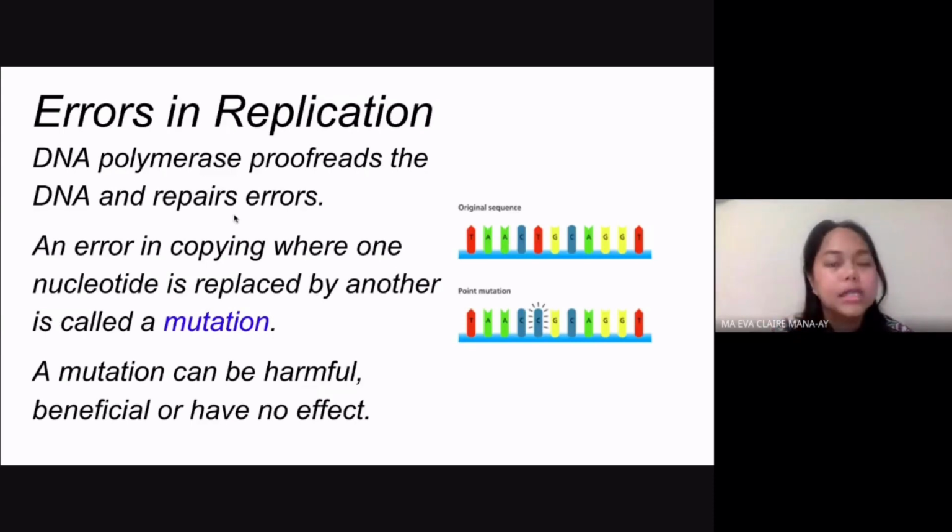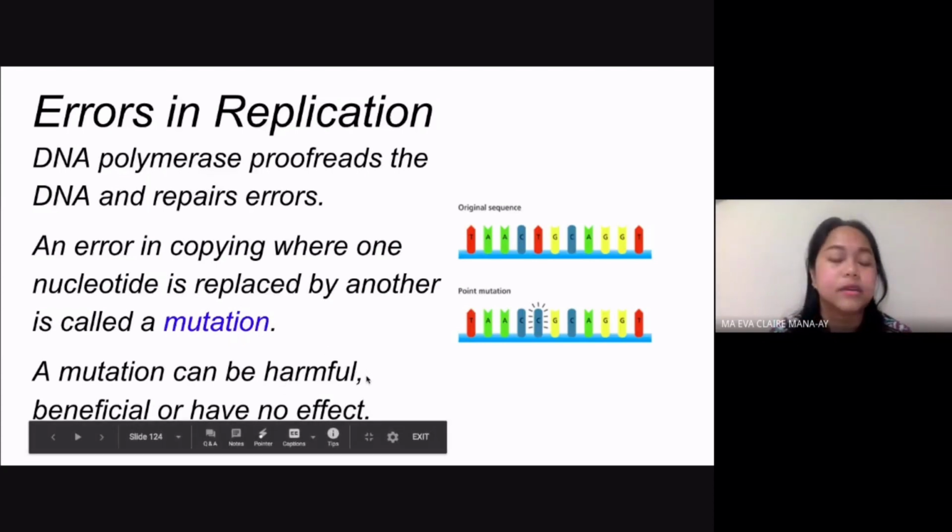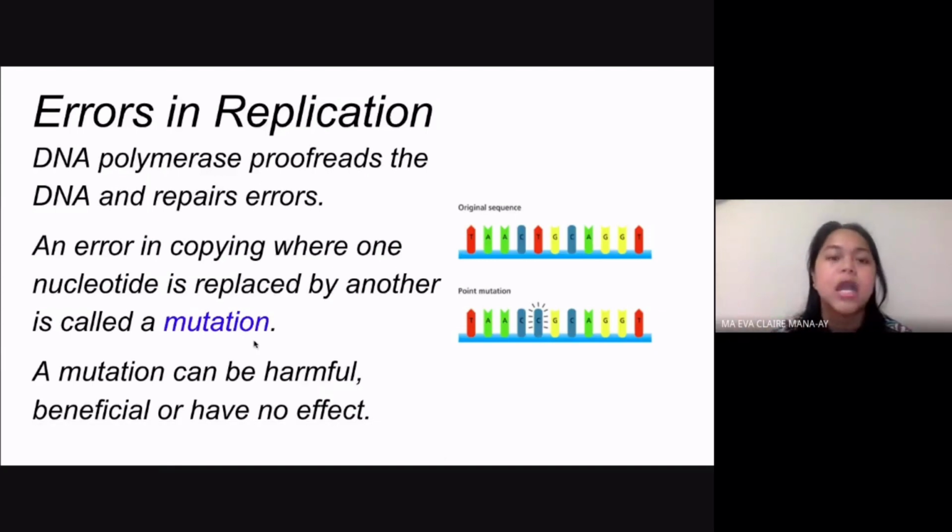Now, whenever there is an error, of course, you'd call that a mutation. Any error in your DNA structure, any error in the chromosome, you'd call that a mutation. Sometimes this mutation can be harmful. We've seen that yesterday in trisomy 21. There can also be some beneficial mutations. Sometimes they can also have no effect. So again, any change, any error in your chromosome, any error in your DNA, we call this mutation. And again, your DNA polymerase, aside from supplying the nucleotides, the N bases, during DNA replication, also proofreads your DNA.